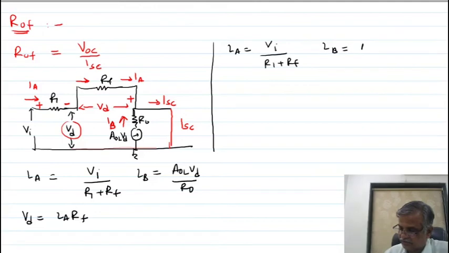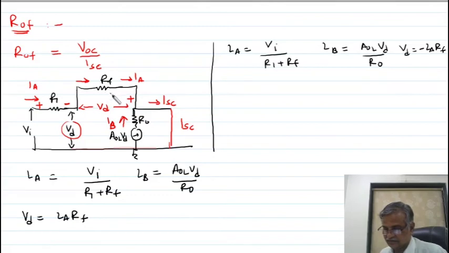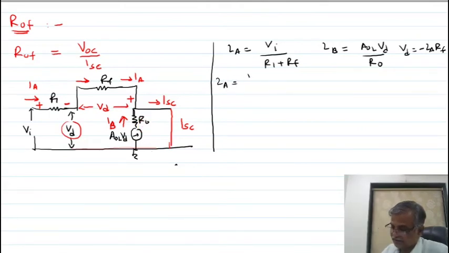IB is nothing but AOL VD upon RO, and VD is nothing but minus IA into RF. Voltage upon this resistor is IA. Again I have written VD like this. Second, what is IB? Voltage upon this resistor is IB. IA is VI upon R1 plus RF.